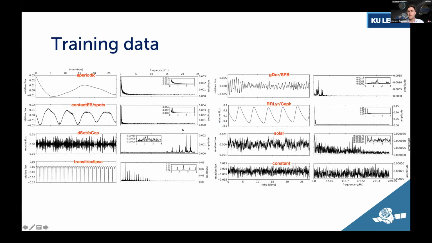Here you can see a couple of examples of light curves that are present in each of those classes. So on the left, you see the light curve itself. On the right, you see the amplitude spectrum. So we use information both from the time domain and in the Fourier amplitude spectrum, because sometimes it's much easier to just look at the light curve itself and discriminate it from other types of variability. But often it's also easier to just look at the amplitude spectrum to discriminate different types of stars.